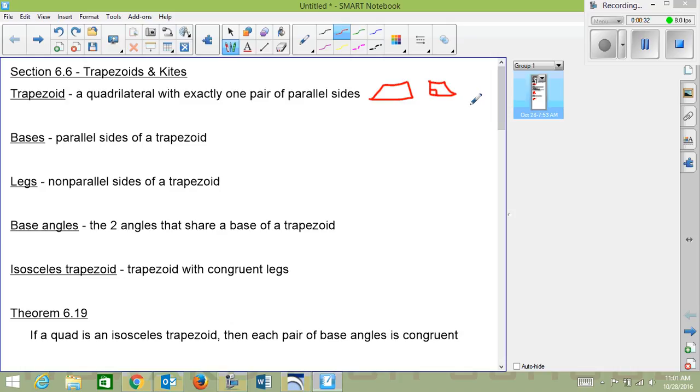The bases of a trapezoid are the parallel sides, so these two sides. Legs are the non-parallel sides, so the other two sides would be the legs. Base angles are the two angles that share a base of a trapezoid, so here and here, two angles that share a base.